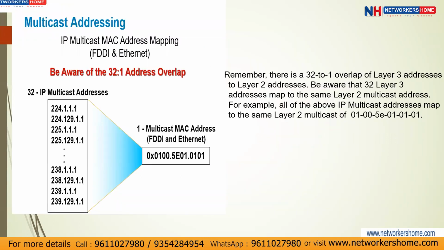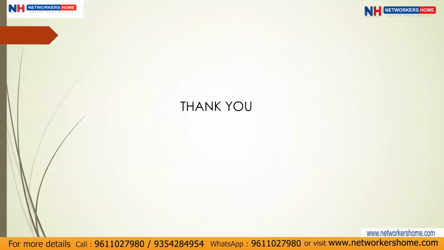And remember, there is a 32-to-1 overlap of layer 3 addresses to layer 2 addresses. Be aware that 32 layer 3 addresses map to the same layer 2 multicast address. For example, all the above IP multicast addresses map to the same multicast MAC address 01:00:5E:01:01:01. What we have mentioned here, everything maps to the same multicast. So this is the basic concept of multicast fundamentals. In the next slide, we will discuss IGMP versions, what is for the users, what is for the routers, everything we will discuss. Thank you.